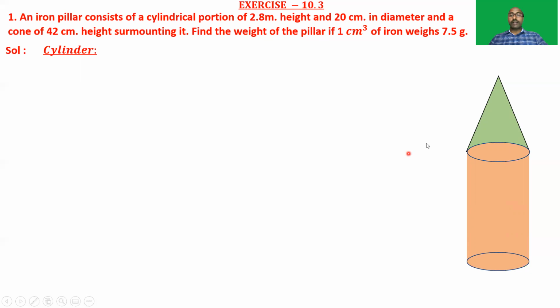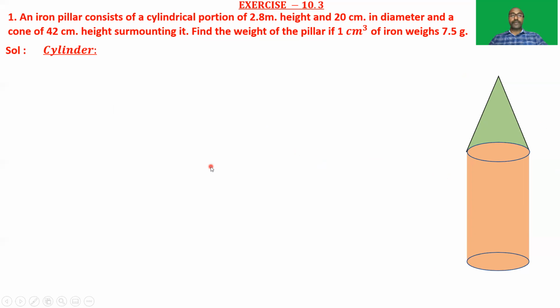So in this picture, a cylinder is surmounted by a cone, and it is given that the height of cylindrical portion is 2.8 meters and diameter is 20 centimeter. As the two objects are attached with the same base, the diameter of cone is also the same as the diameter of cylinder. Let us find the total volume of this object.